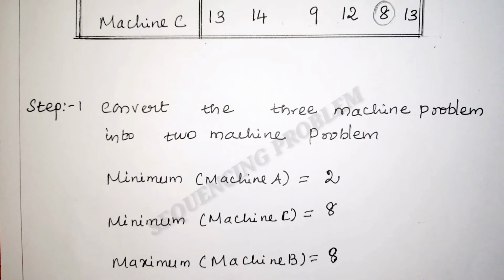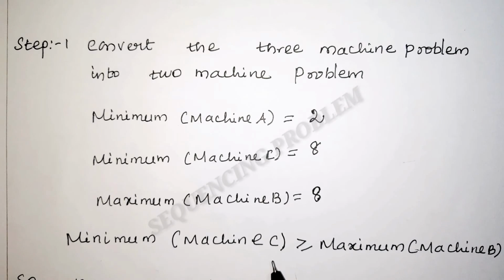The condition is minimum of machine A greater than or equal to maximum of machine B, or minimum of machine C greater than or equal to maximum of machine B. Here the second condition is satisfied, so we can convert the 3 machine problem into a 2 machine problem. Minimum of machine C greater than or equal to maximum of machine B: both the values are 8. So the condition is satisfied.